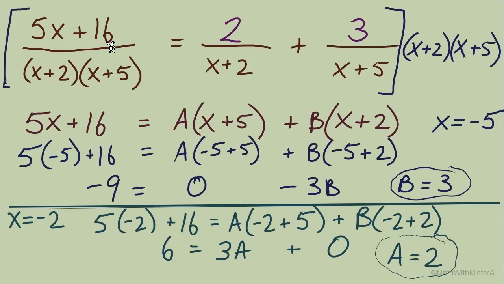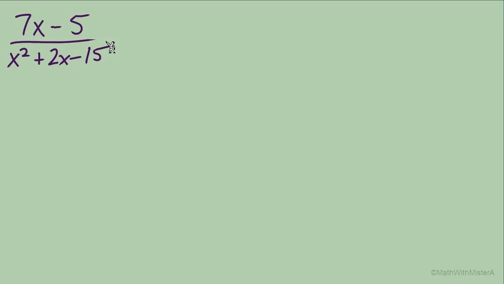Let's look at a few more examples and point out where we have to take an approach that's different from what we were able to do with this first example. Next, 7x minus 5 over x squared plus 2x minus 15. We want to illustrate with this example that your denominator should be factored first. In this case, it's not coming to us in factored form.